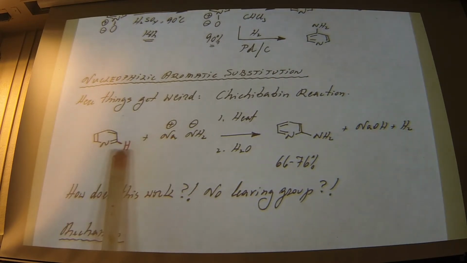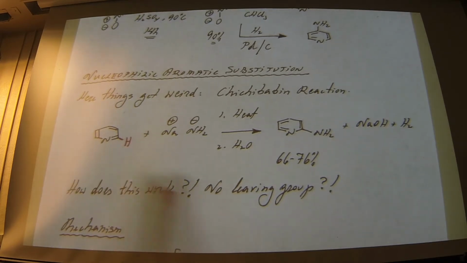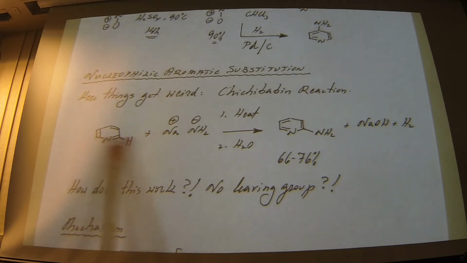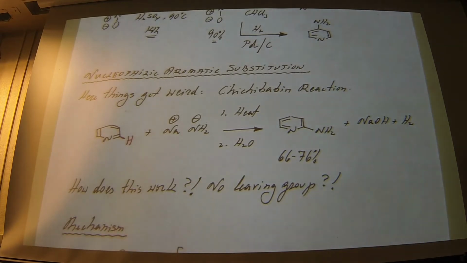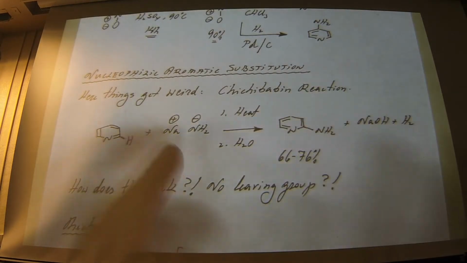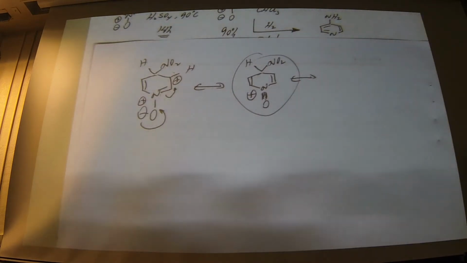And so this is very strange because it looks as if we don't have a leaving group here. I mean, there's no leaving group at the alpha carbon atom, and yet we're getting a substitution of a hydrogen by NH2. Now, this is a nucleophilic aromatic substitution reaction, right? Because we have an aromatic ring, we've got a nucleophile, we're getting a substitution. But nucleophilic aromatic substitutions don't look like that. They usually look like this.